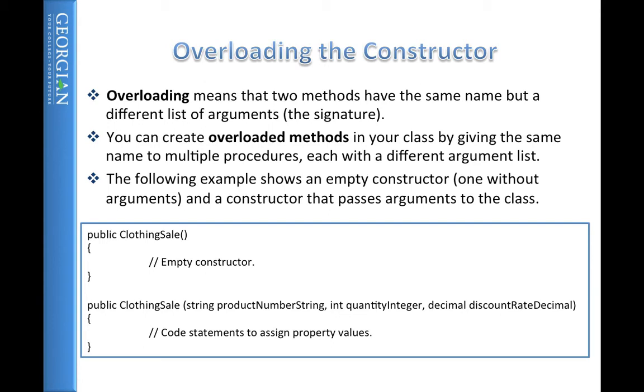And then you have two different methods here. One is an empty constructor, which doesn't take any arguments, and another one takes three arguments: a string, an integer, and a decimal. So these are two different signatures, and the user of this class has both those options. They can create this empty constructor, and you can also use a constructor with multiple arguments.